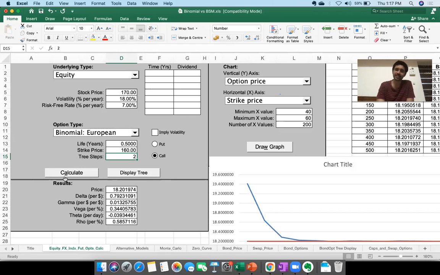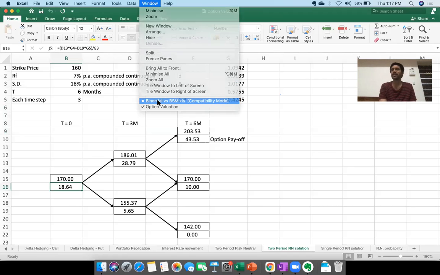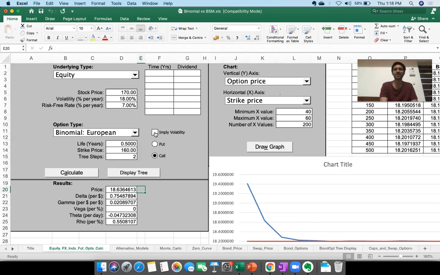Okay, so I'm pressing calculate. I've chosen call option and I'm pressing calculate. It is giving me a price of 18.636, which is $18.64. And if I come to the other sheet as well, we had the value of a call option to be 18.64. So the calculator is basically working perfectly. It obviously has to work perfectly.